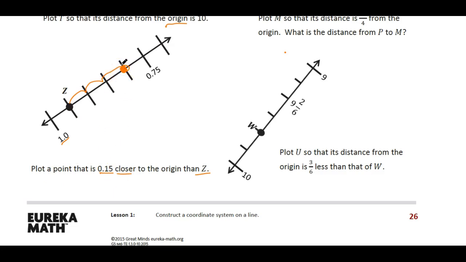So we're good. Now we look at this one. Plot U, so its distance from the origin is 3/6 less than that of W. So if this is a 10 and this is a 9, our origin is in this direction. W, we want to go 3/6 less than that. So here's 1/6, 2/6, 3/6, 4/6, 5/6, 6/6. That's the difference between 9 and 10. And here we are. We want to go 3/6 less. So we're going to take 1 away, 2 away, 3 away, and here's where point U would be.